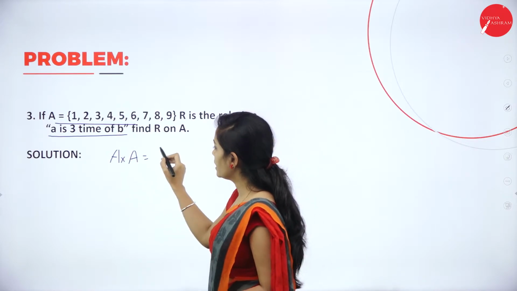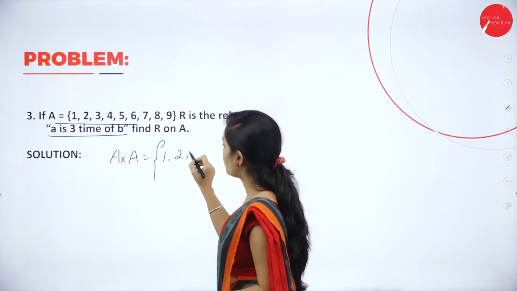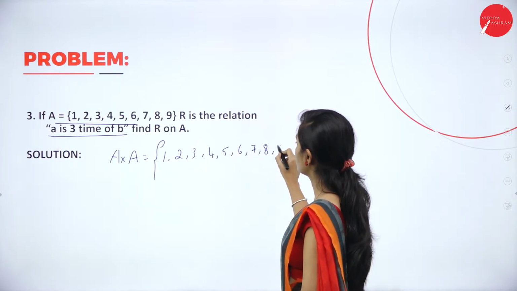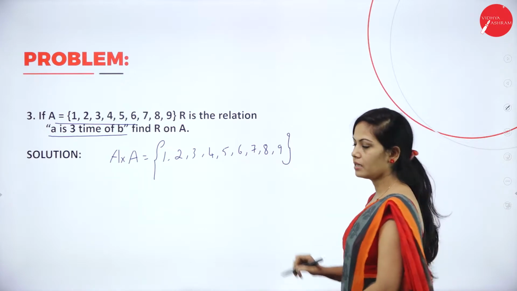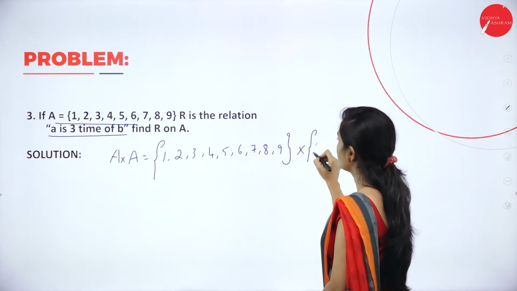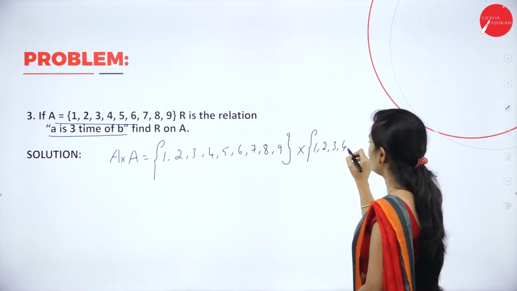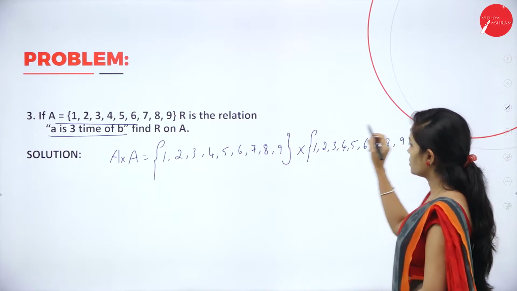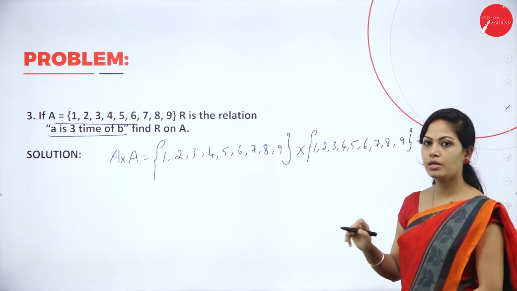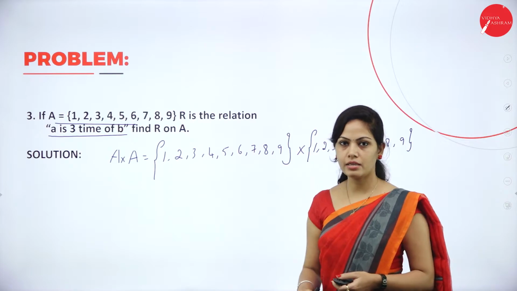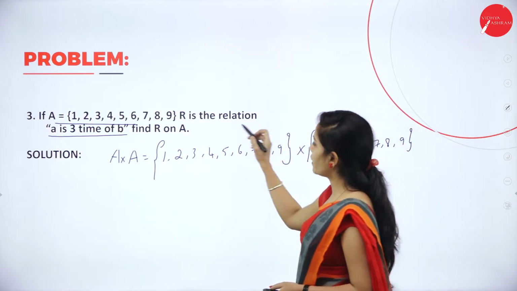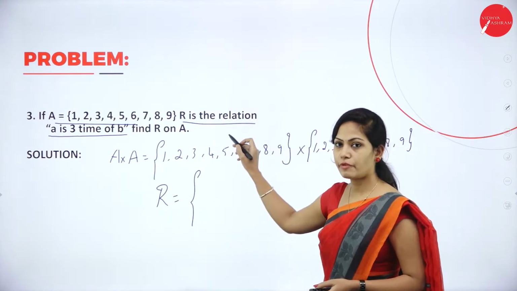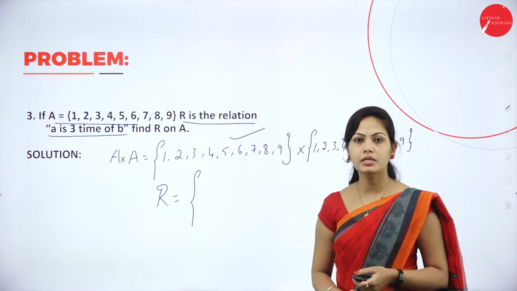So first find A cross B. 1, 2, 3, 4, 5, 6, 7, 8, 9. This is set A elements, and again set A elements are 1, 2, 3, 4, 5, 6, 7, 8, 9. So this is set A and again set A. So first find A cross A, the Cartesian product. Then you can find the relation R. Please find this A cross A, then you can find the relation.